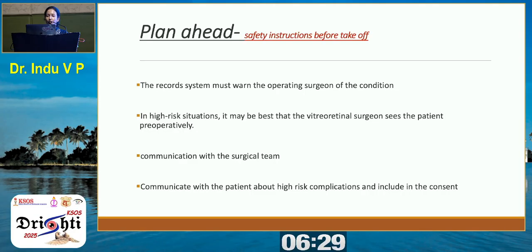The record system must warn the operating surgeon of the condition, because in most places, the operating surgeon may not have seen the patient preoperatively. In high-risk situations, it is always best that a vitreoretinal surgeon also sees the patient preoperatively. Then you have to communicate properly with the surgical team, make a note of the high-risk case on the OT list and prepare for a VR backup. Communicating with the patient is also very, very important, and include this in the consent. If you anticipate that the nucleus might drop intraoperatively, you can take even a consent for a lensectomy and vitrectomy.